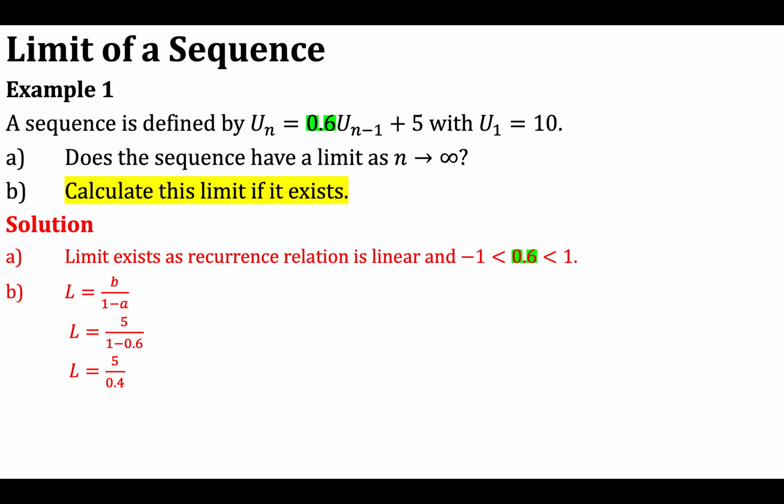Now, I'm going to do this without a calculator just now because a lot of limit questions would require you to leave your answer as an exact value, which is either a fraction or a surd normally. So in this case, it's going to be a fraction. So remember, 5 divided by 0.4 is the same as 50 divided by 4, and that gives us 12.5, which is our limit here.